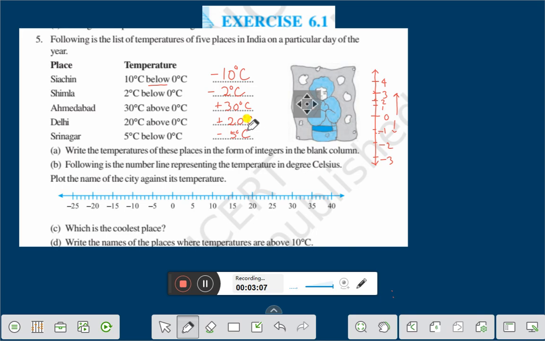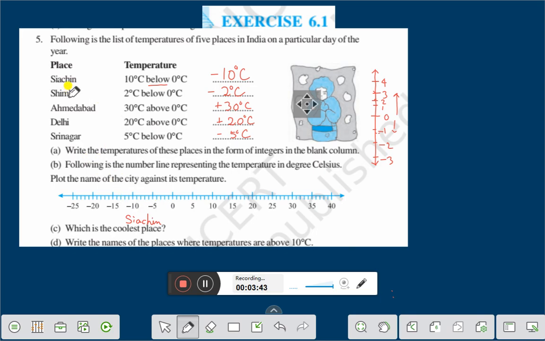Right? Now question number B. Following is the number line representing the temperature in degrees Celsius. Plot the name of the city against its temperature. Right? Now Siachen is at minus 10. Therefore minus 10 is here. Therefore this is Siachen. Here we can write it as Siachen at the value of minus 10.